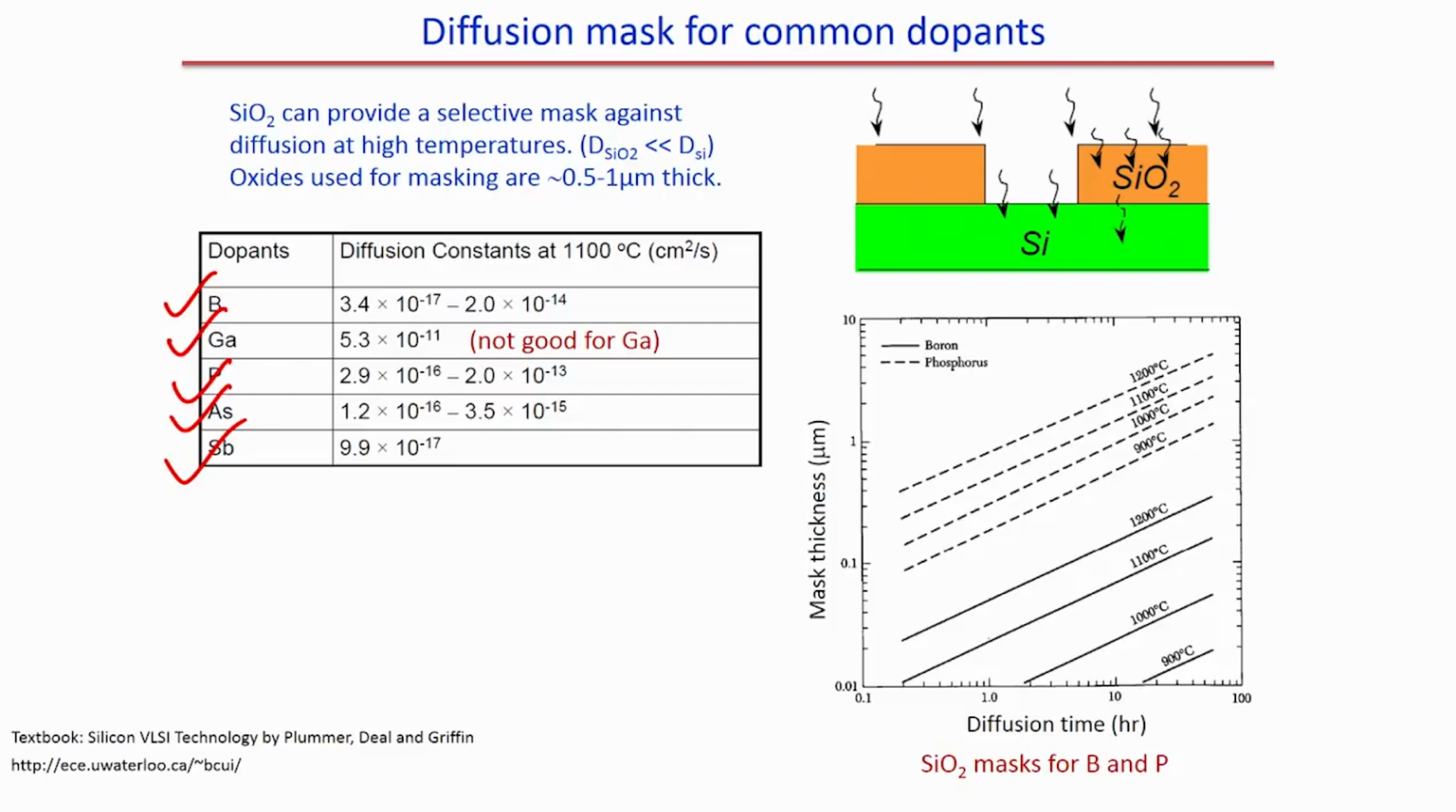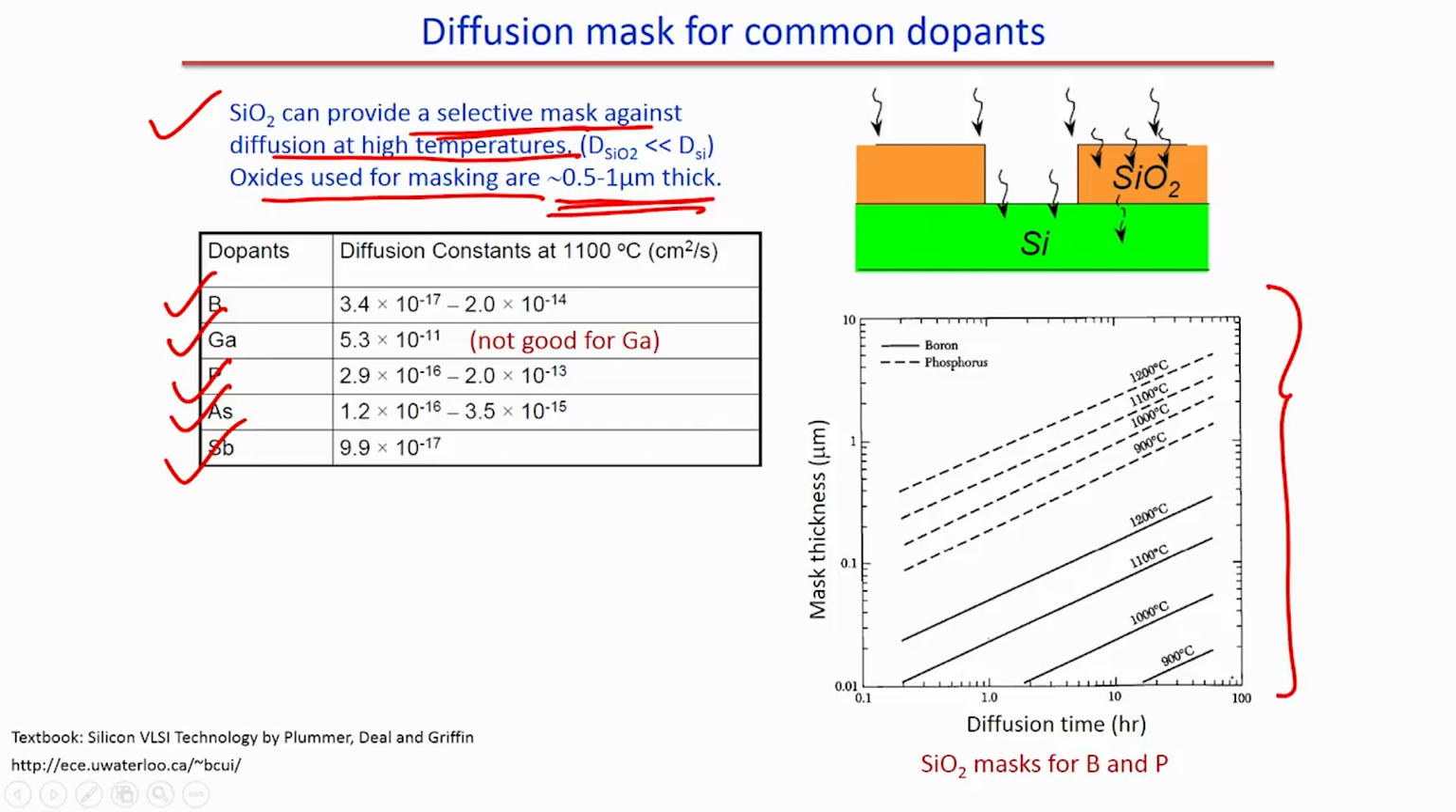And then you can see silicon dioxide can provide a selective mask against diffusion at high temperature. Oxides for masking are about 0.1 to 1 micron. Here you can see the mask thickness, and you can grow the silicon dioxide for the diffusion time there. At 900 degree you need this much thickness. If you want to have 1200 degree, for boron and phosphorus, both are written: what is the thickness that is required for the silicon dioxide on this particular silicon to act as a mask for the dopant.